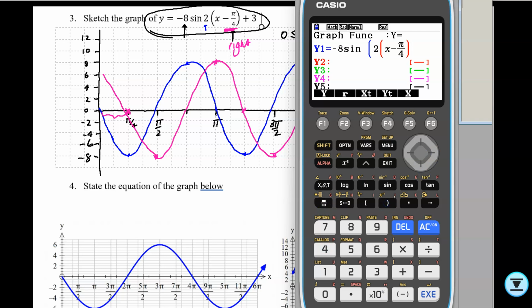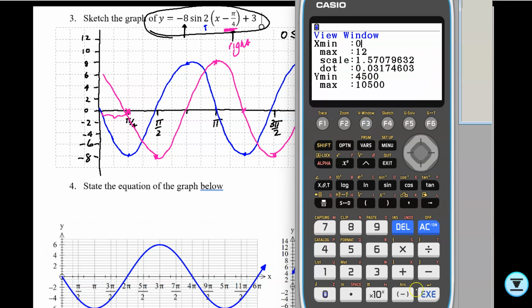I've checked already that I am in calculator mode, radians mode. Okay, so those blue brackets are essential. I press enter. If I just press draw, God knows what my last scale was. So I'm going to go Shift, View Window, 0 to 2 pi.